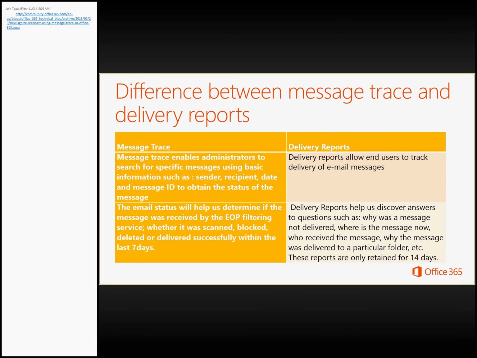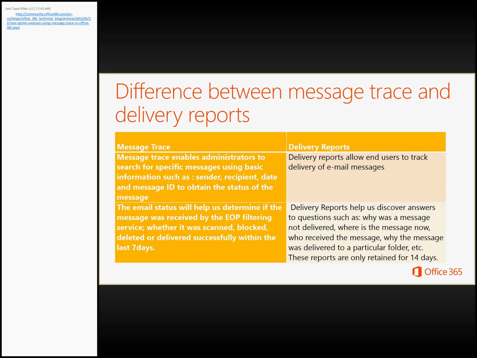So here, we must be wondering what is the difference between message trace and delivery reports. As we discussed before, message trace enables an administrator to search for specific messages, and we can use basic information such as sender, recipient, date, and message ID. So that helps us to obtain the status of the message. Whereas, on the other hand, delivery reports allow end users to track delivery of email messages. As well, an admin can also perform delivery report tracking.